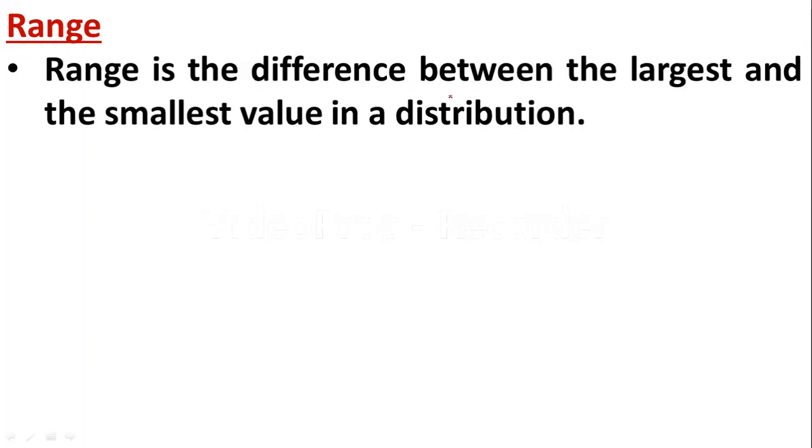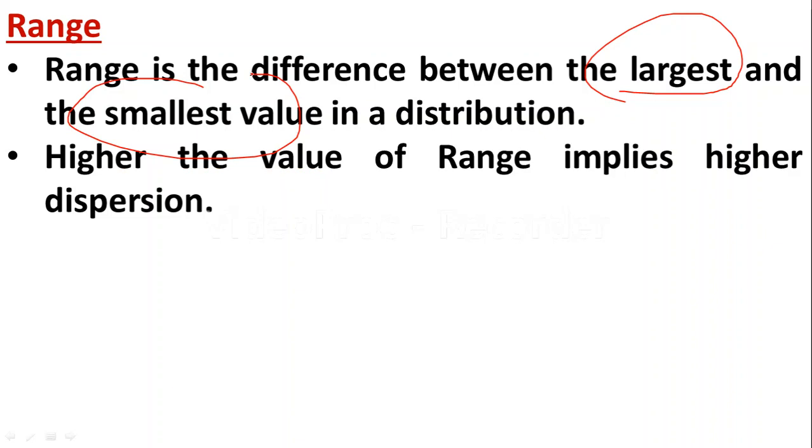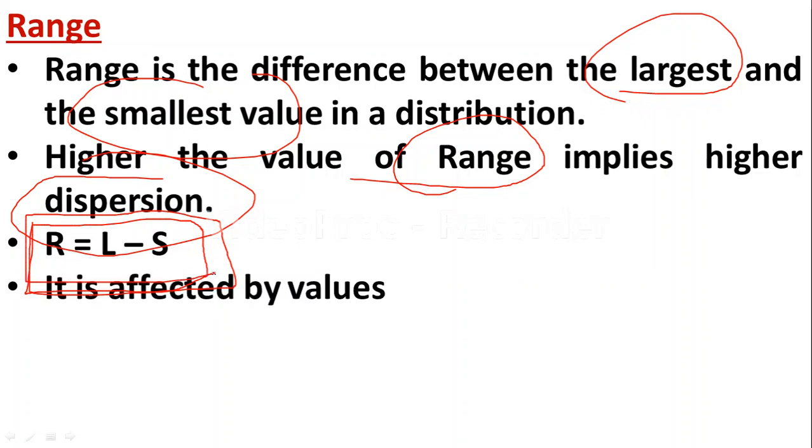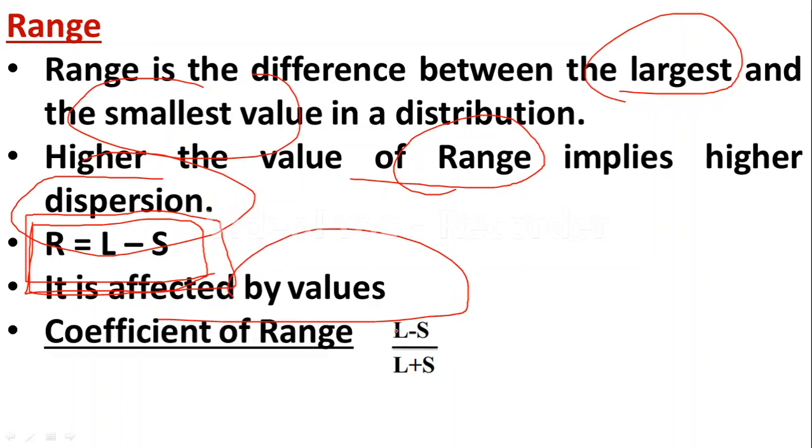So here first let us start with range. Range is the difference between the largest value and the smallest value in a distribution. Very easy. Higher the value of range, higher the dispersion, and lower the value of range, lower the dispersion. The formula is R is equal to L minus S, largest value minus smallest value. Range is affected by extreme values. And coefficient of range, the formula is L minus S divided by L plus S.